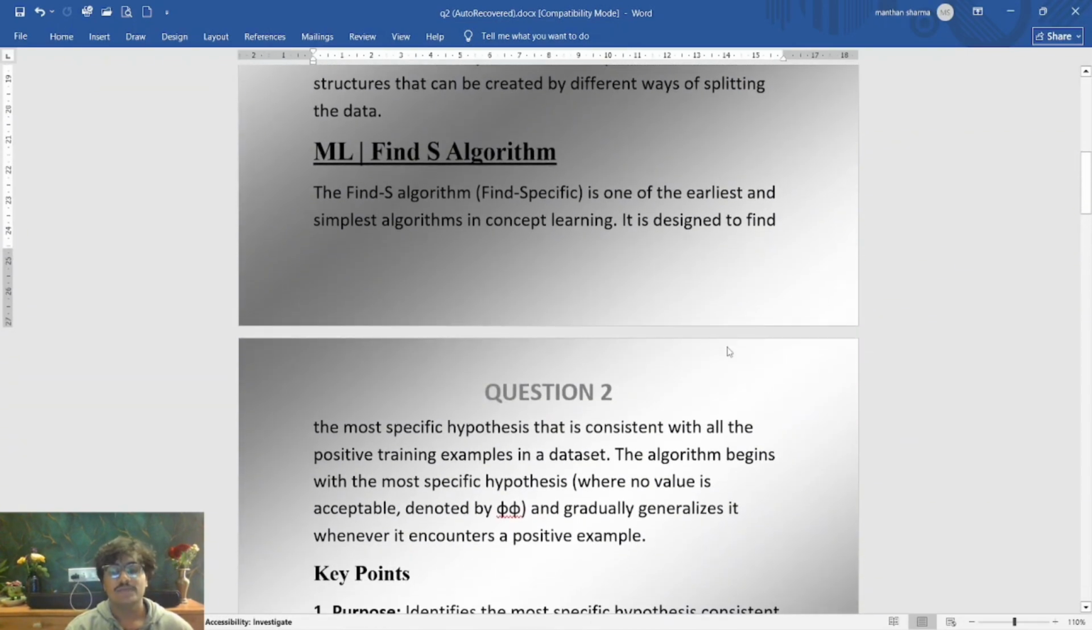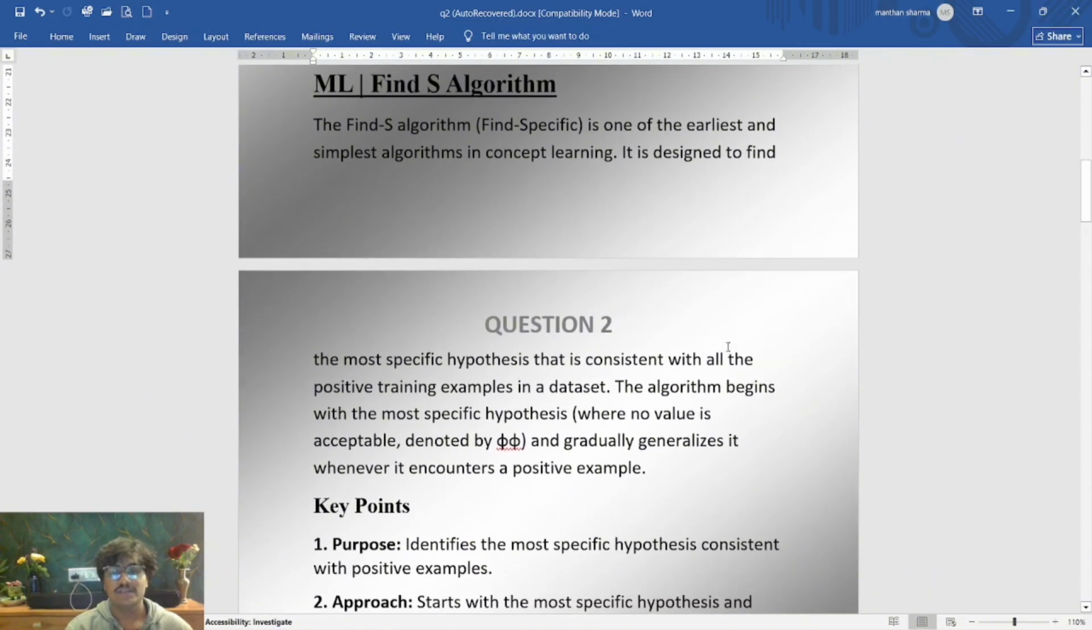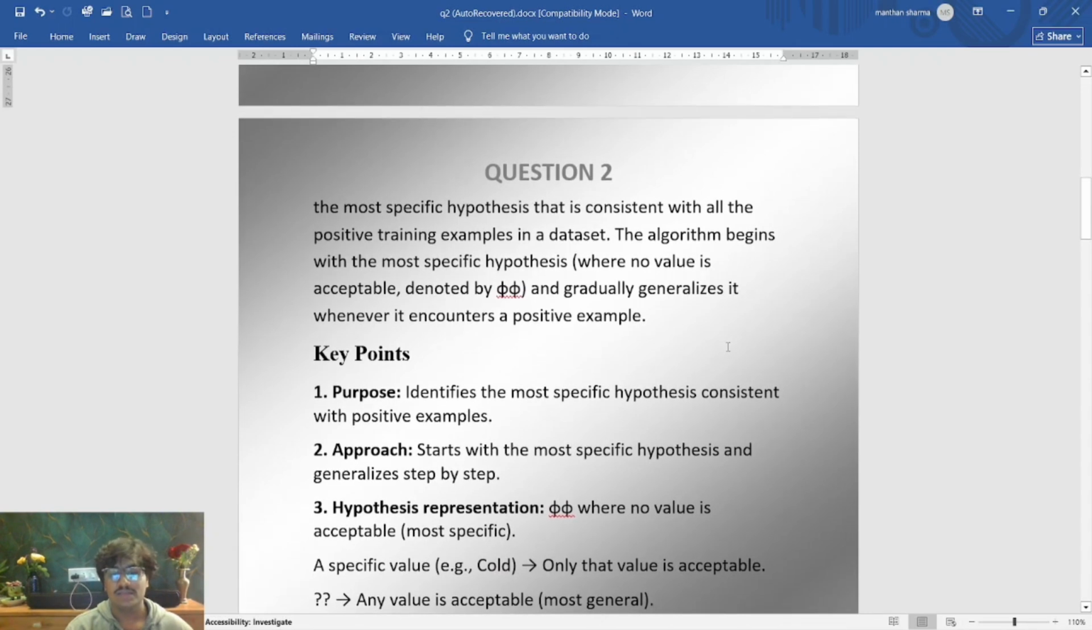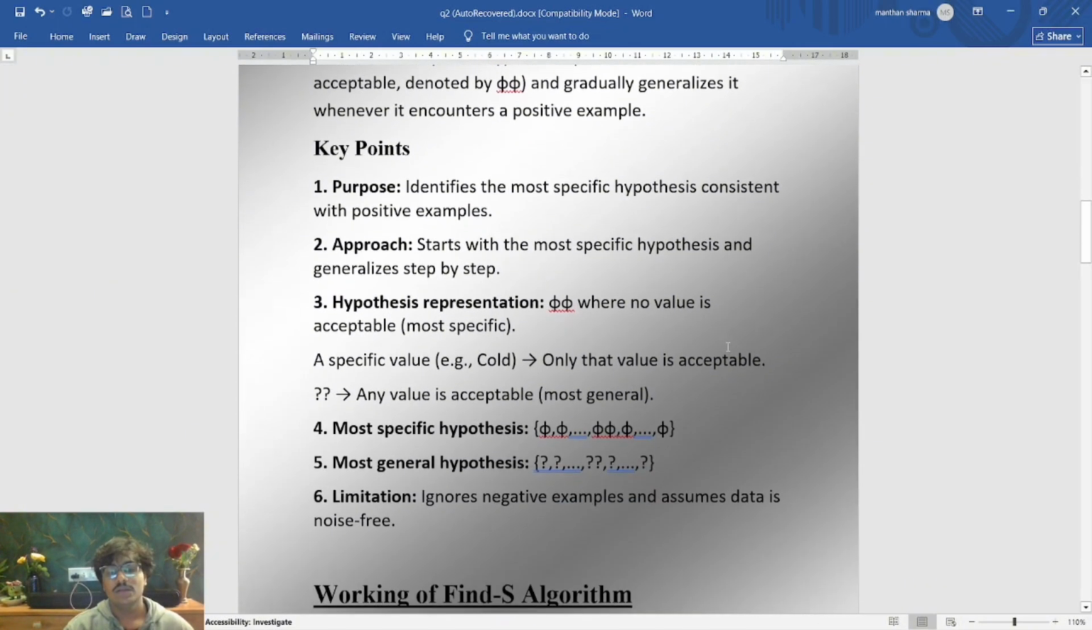The algorithm starts with the most specific hypothesis, which is represented using phi. This means no value is accepted initially. Then step by step, it generalizes the hypothesis only when it encounters a positive example. So here are the key things you need to know.